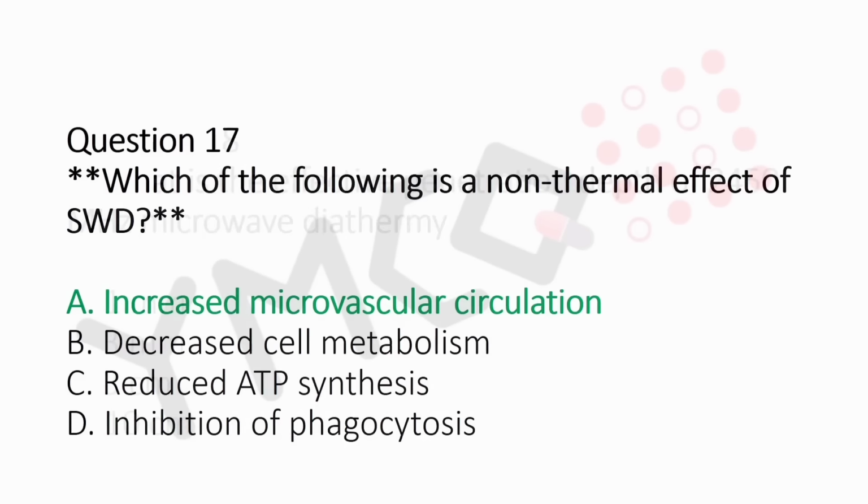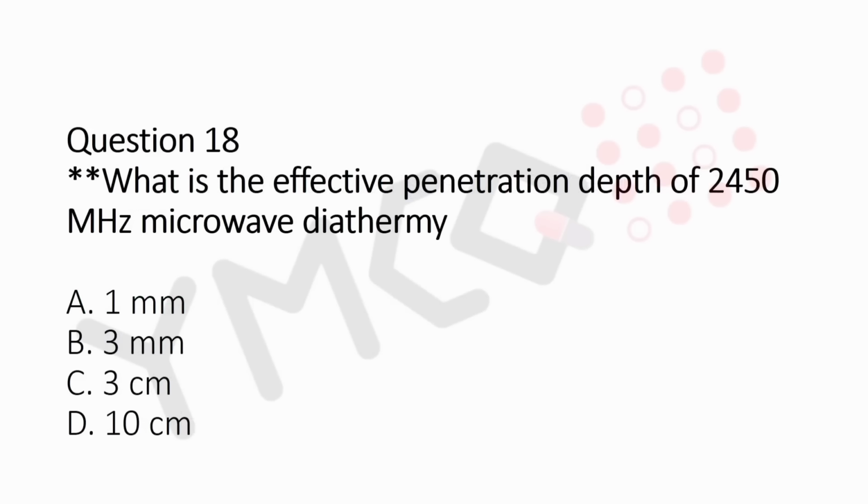Now let's move to question number 18. What is the effective penetration depth of 2450 MHz microwave diathermy? Option A, 1 mm. Option B, 3 mm. Option C, 3 cm. Option D, 10 cm. And the answer is option C, 3 cm.